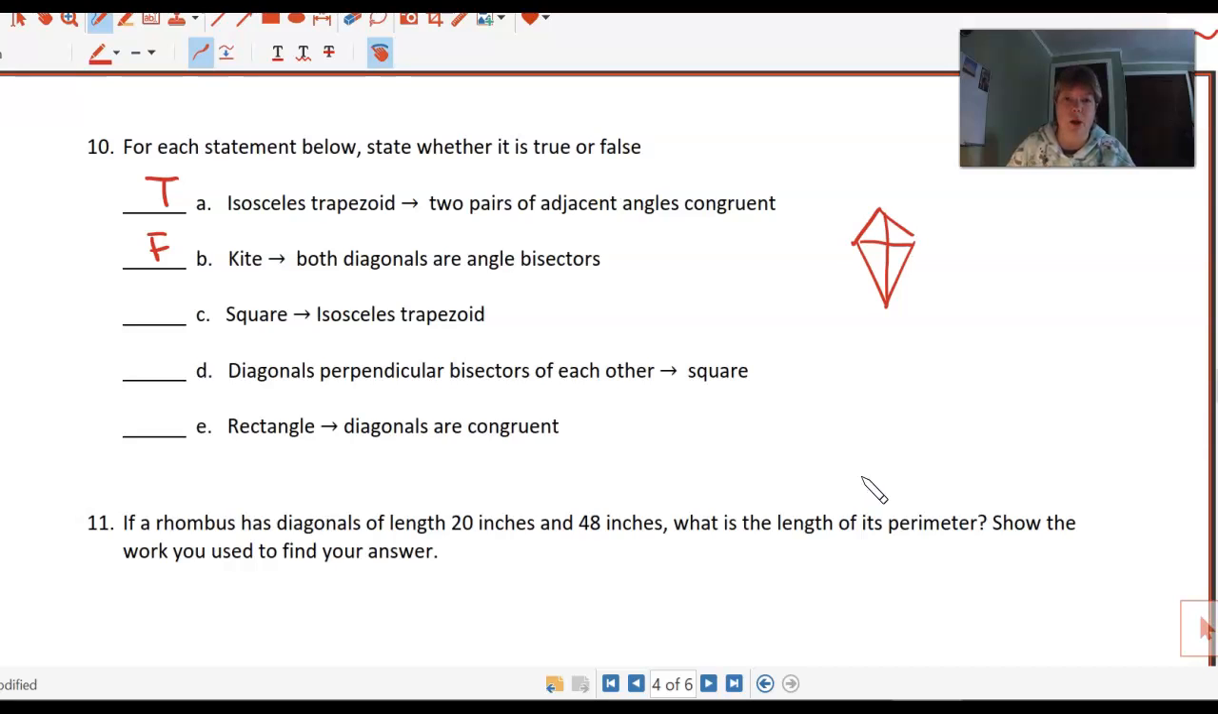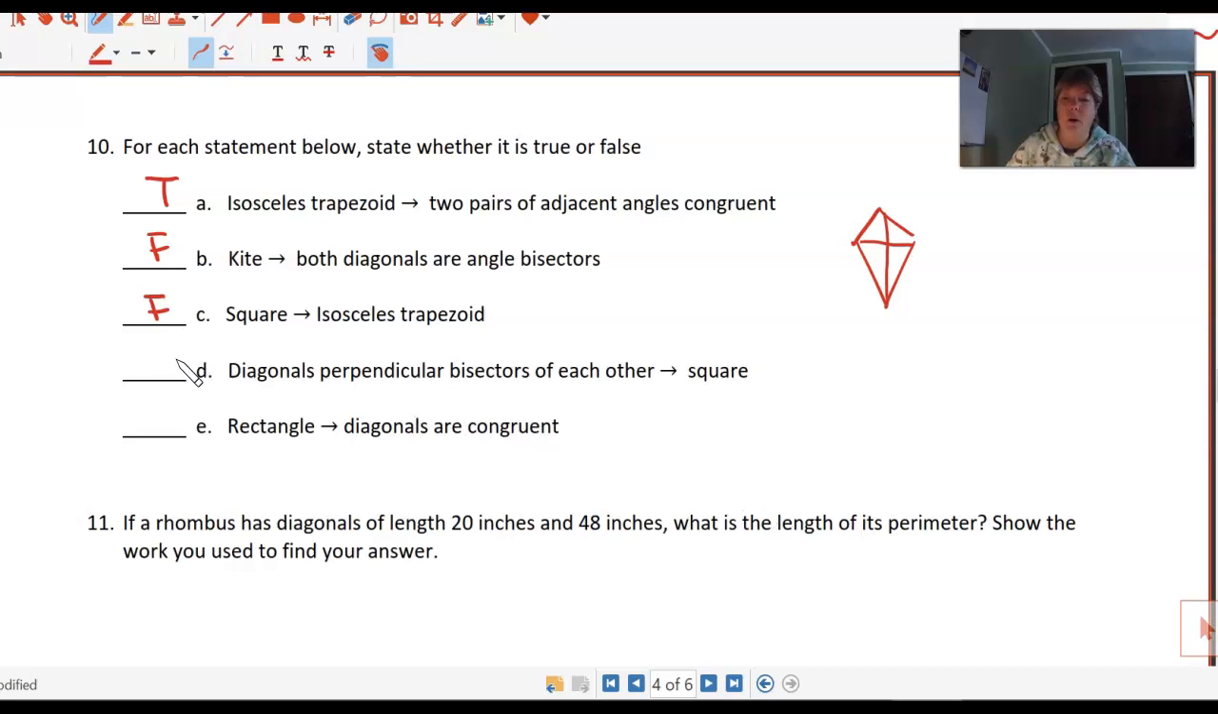And here the answer is no, because remember we defined a trapezoid to have exactly one pair of opposite sides parallel. And then for it to be isosceles, the non-parallel sides have to be congruent. And in a square, both pairs of opposite sides are parallel. So that is false.